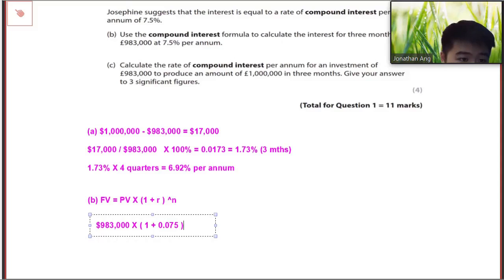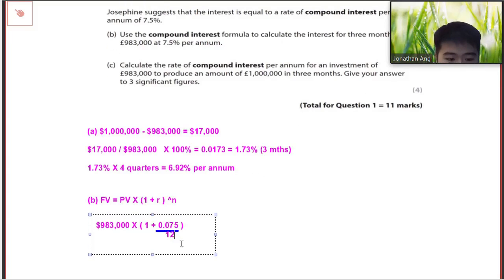Now don't forget this 0.075 is 1 year. You are calculating for 3 months. So 3 months means 1 quarter. So you want to divide by 4, you want to divide by 12, it is up to you. But when the question says 3 months, it's better off we divide by 12, then you put it to the power of 3. That is much more accurate.